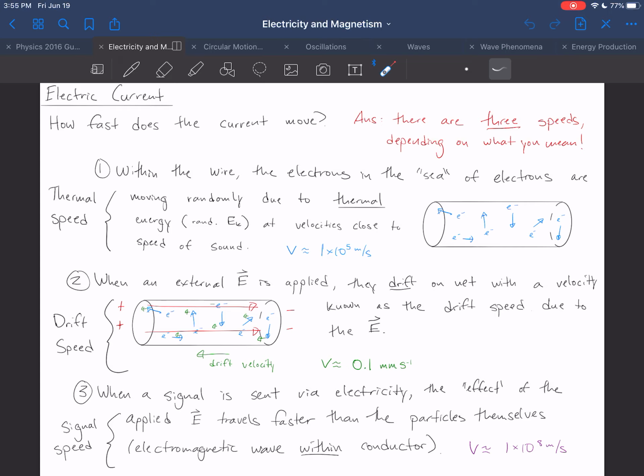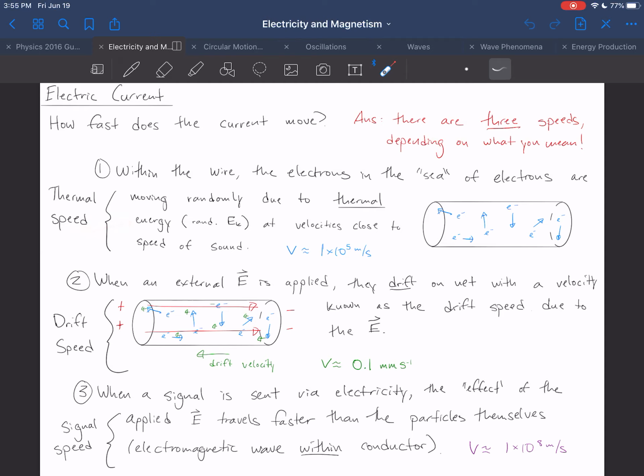This speed is not what we usually mean when we say how fast does the current move, but it is probably the best answer to the question, how fast are the charges moving? That is, how fast are the electrons moving? That's the thermal speed.